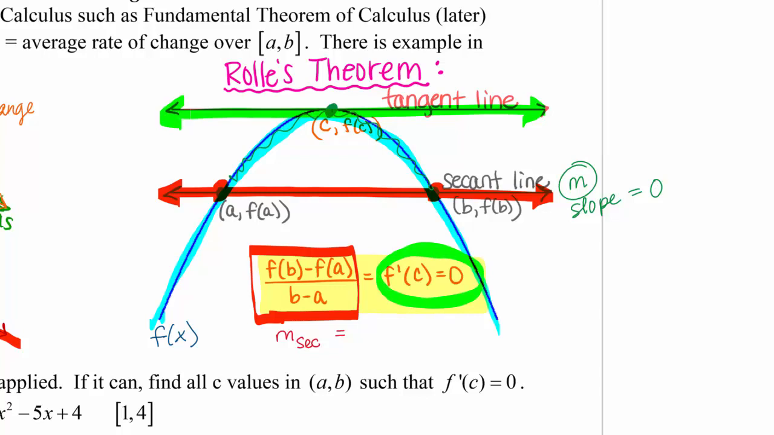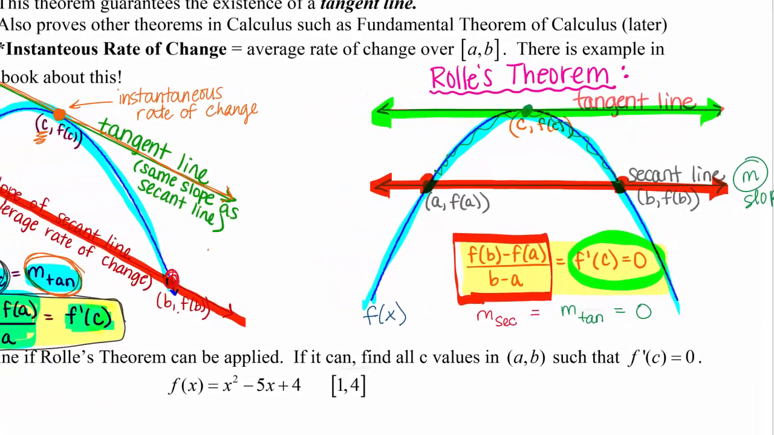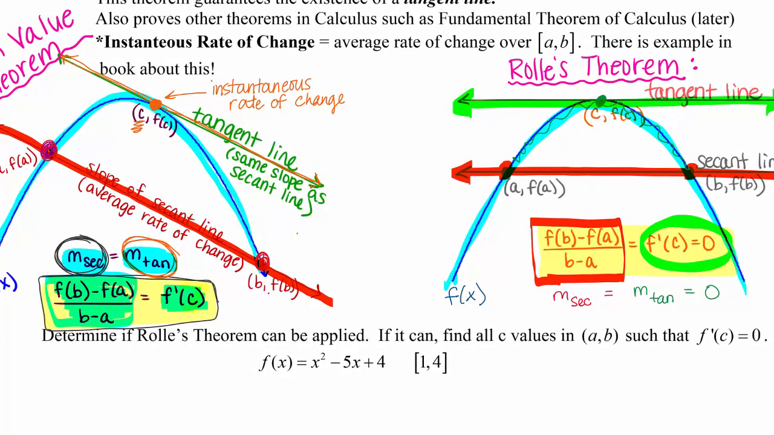And again, f prime of c is the slope of the tangent line. So really, both of these theorems, if you look at their conclusion at the bottom, are going to say, where is the slope of the secant equal to the slope of the tangent? The only difference is in Rolle's theorem, that's the 0, right? So those slopes will specifically be 0.